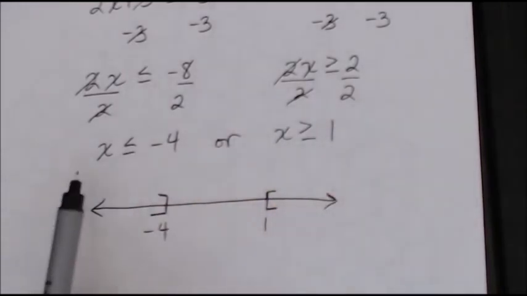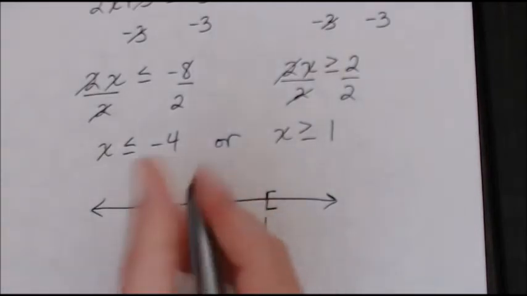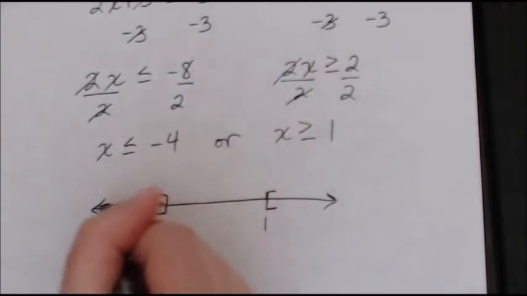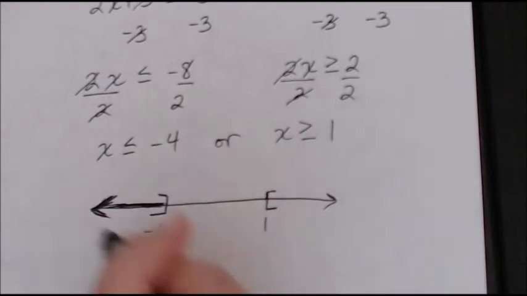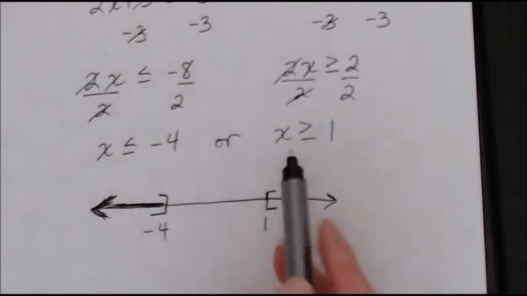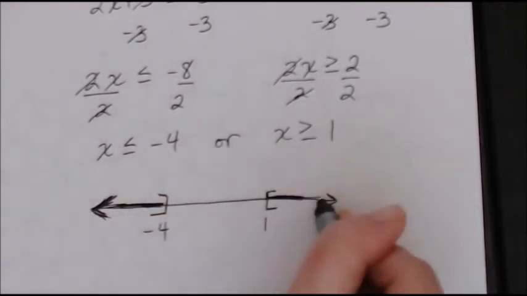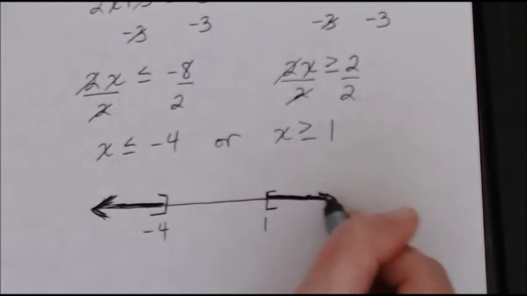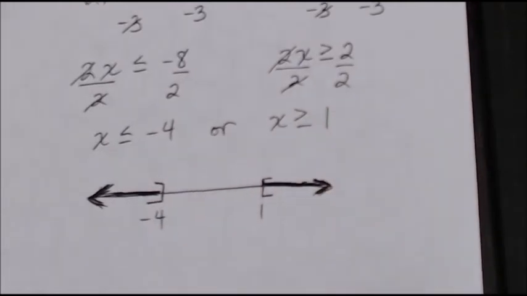And so I want all the numbers that are less than or equal to negative 4. So that would be on this end. And then I want all the numbers that are also greater than or equal to 1. So notice the inequalities go in opposite directions. That's what should happen with that or case.